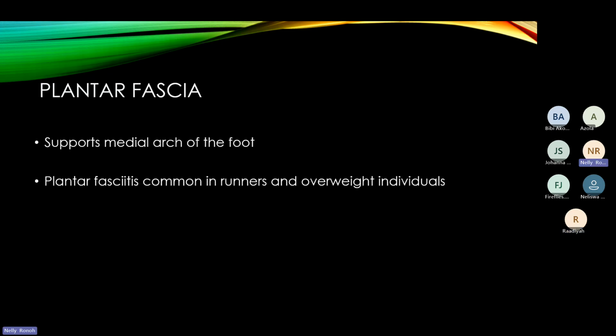So then let's move on to the plantar fascia. And the plantar fascia, of course, you know, is at the sole, which supports the medial arch of the foot. And plantar fasciitis is common in runners as well and in overweight individuals. And that's why I said some of these patients will present with pain that they'll tell you, I just have pain at the back of my leg. They can't tell exactly or pinpoint exactly where, unless, of course, there is that complete or partial tear. That one would be more specific.